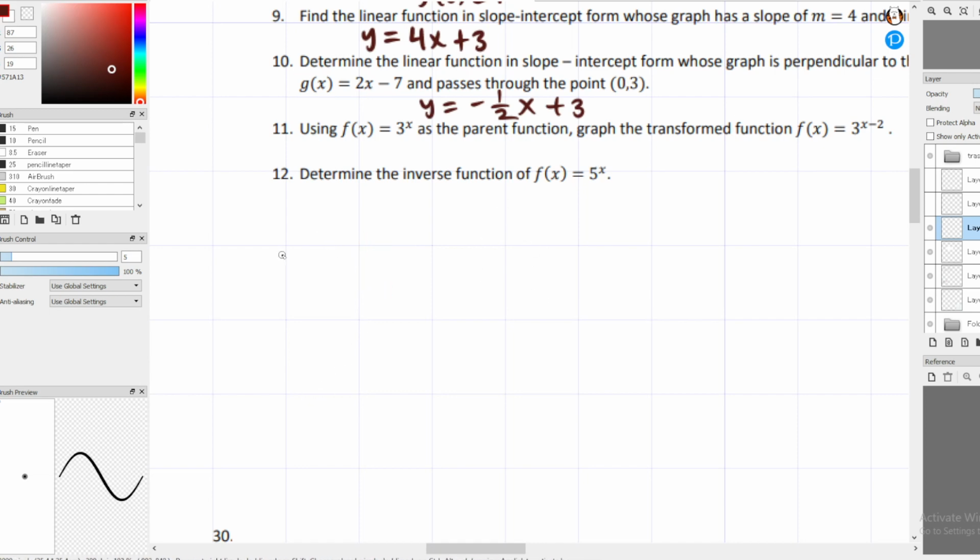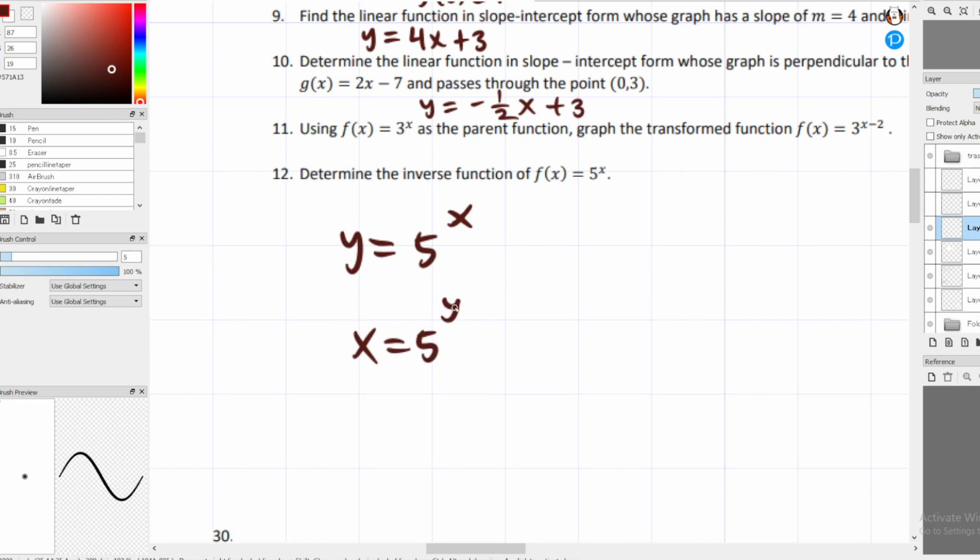We need to change our f into y. So we'll change this into y is equal to 5 to the x first. And then we'll swap our x and y's. We'll replace all of our x's with y's, and we'll replace all of our y's with x's. So we'll get x is equal to 5 to the power of y.